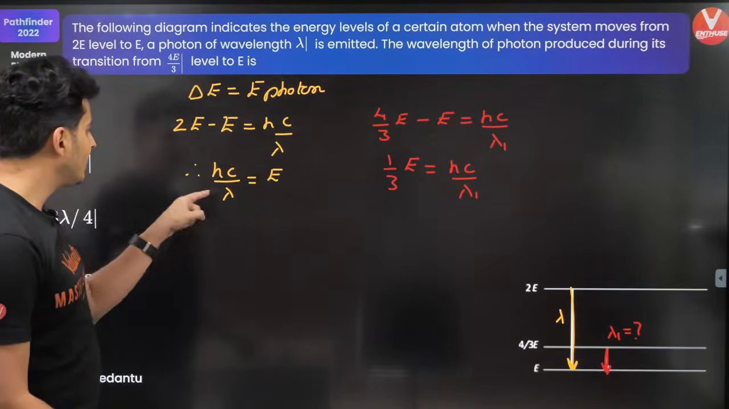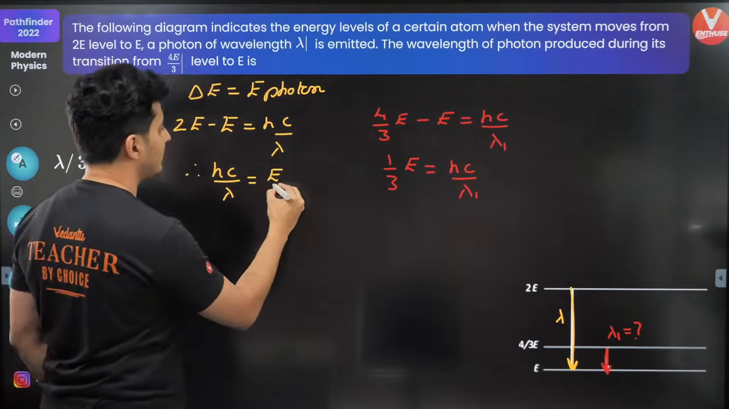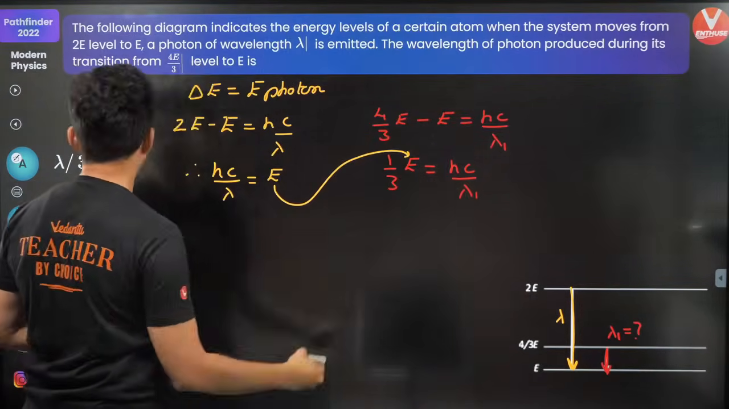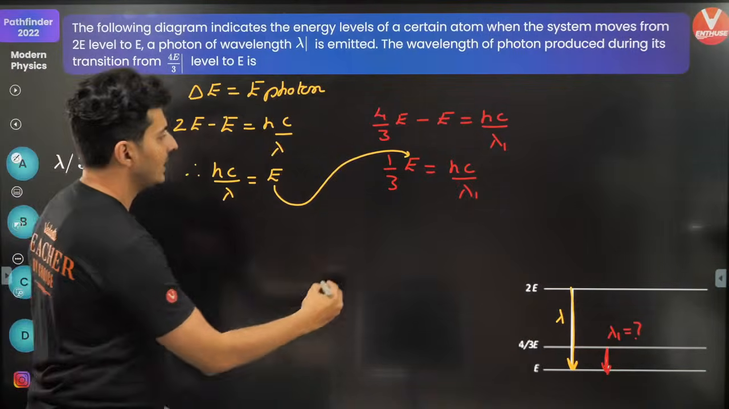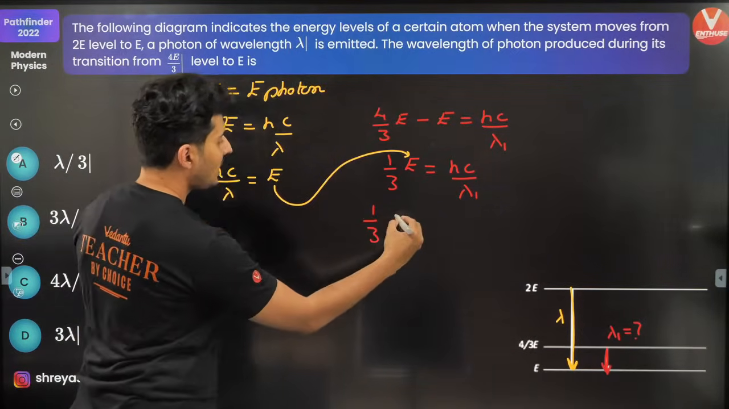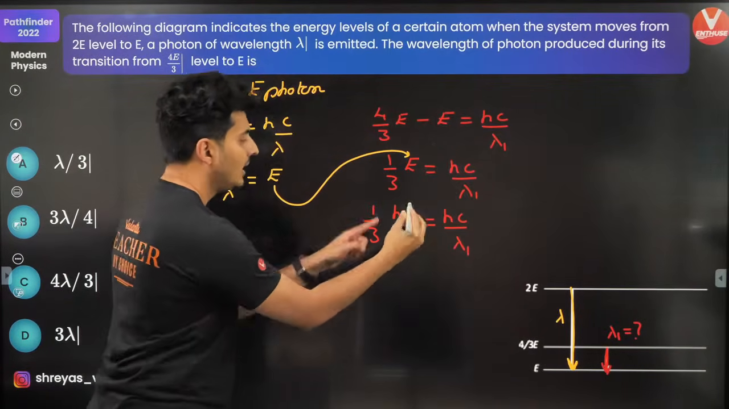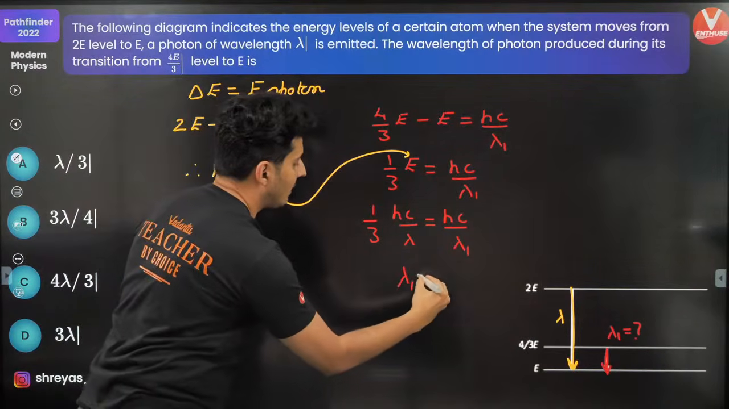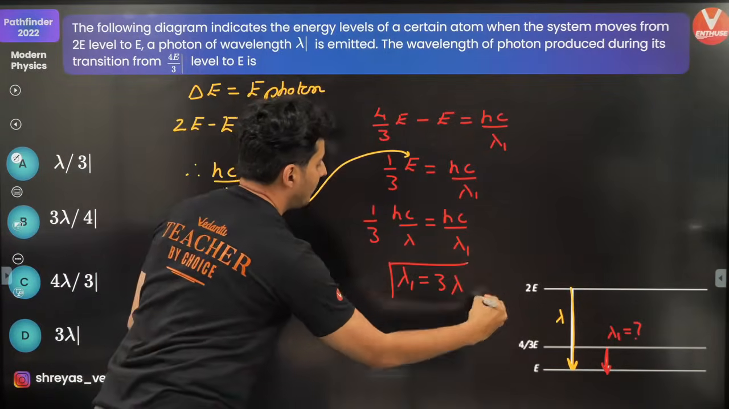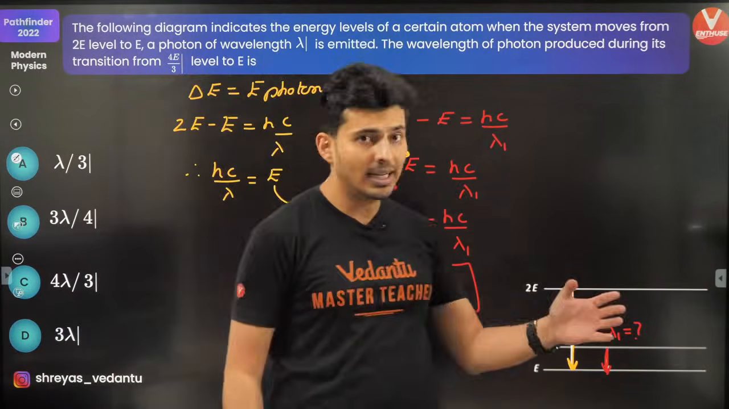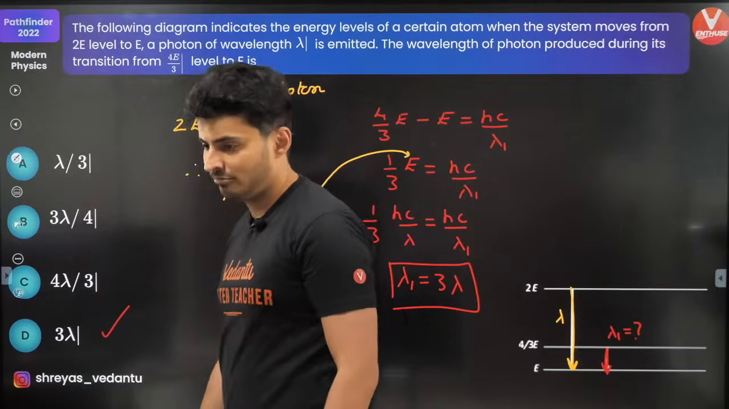Now E is hc by lambda. So just take this value and substitute it over here, and see what you get. You will get 1 by 3 hc by lambda is equal to hc by lambda 1. hc goes. So what will you get? Lambda 1 is 3 times lambda. So do I have an option like that? Yes, I have. Option D.